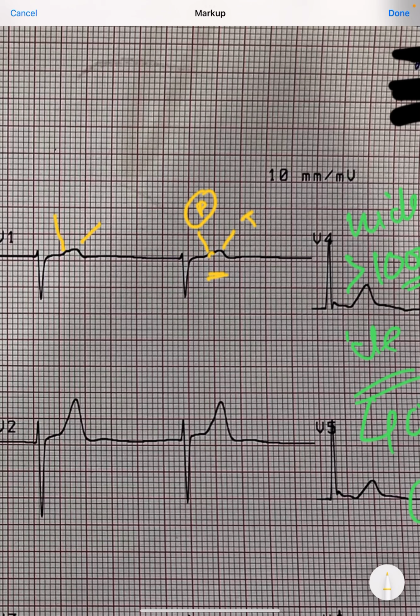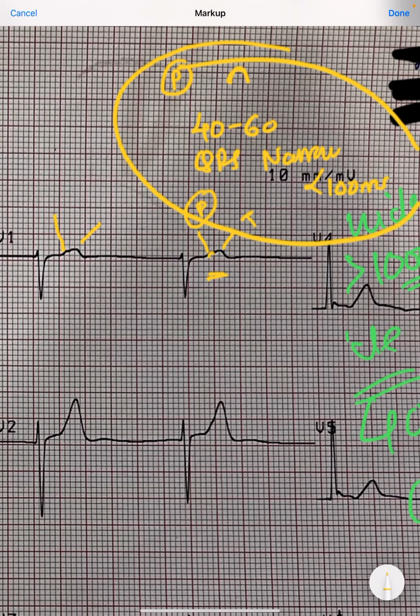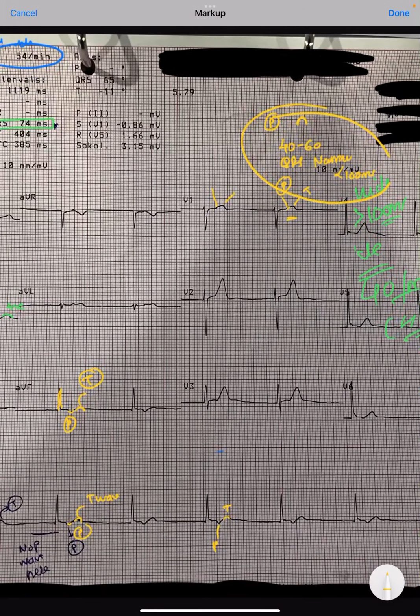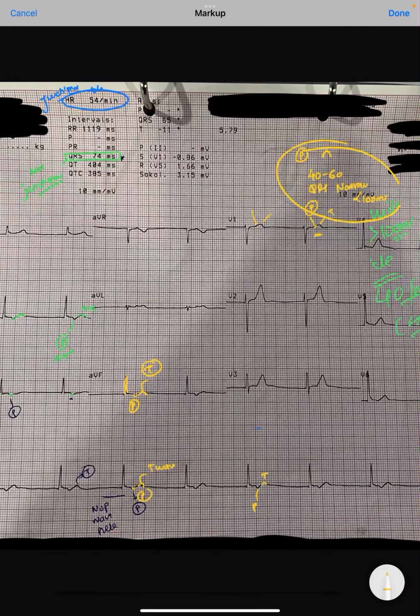So to call it junctional, there should not be a normal P before the QRS complex. The heart rate should be 40 to 60. The QRS should be very narrow, less than 100 milliseconds. And then we can call this a junctional rhythm, and this is a junctional rhythm.